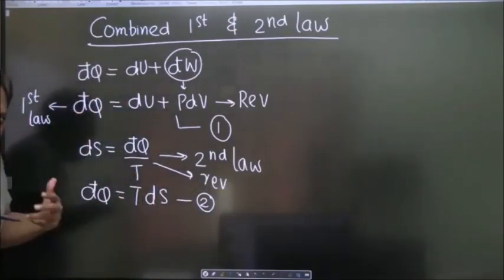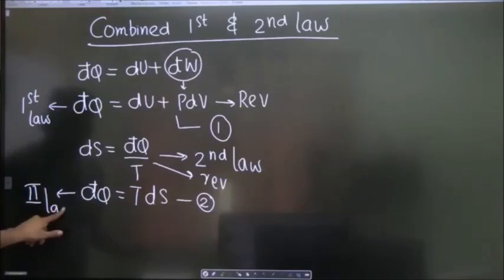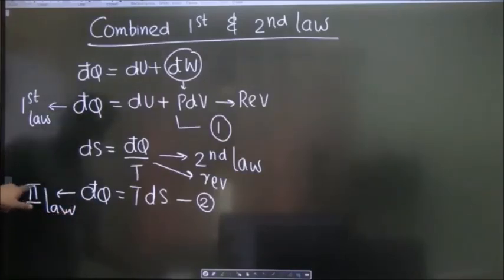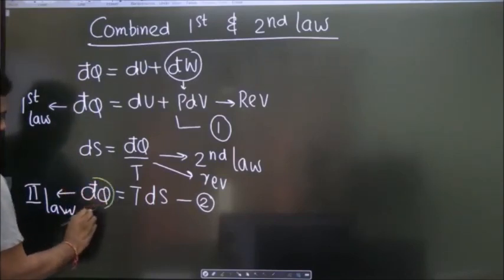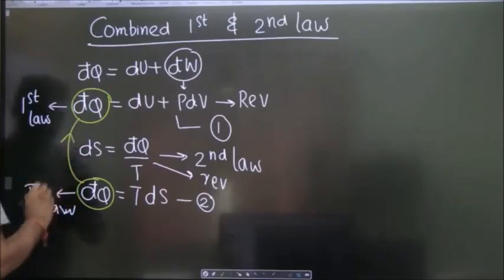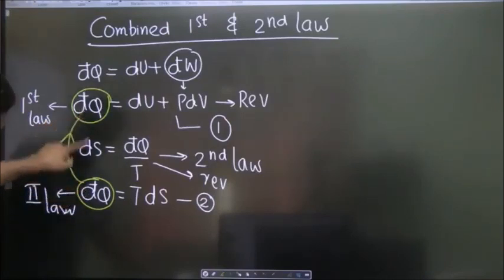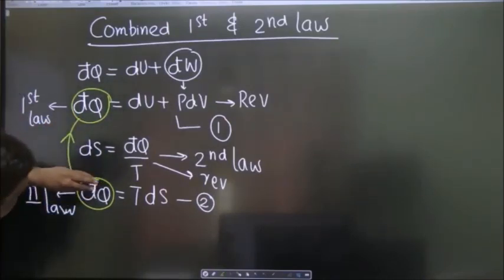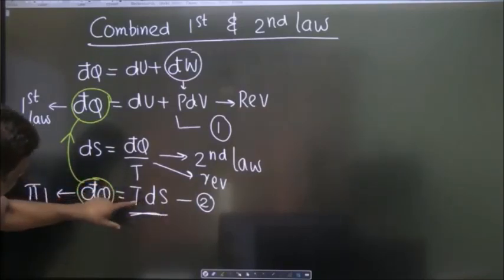Let us try to combine the first and second law. Look here. This is the second law equation, and this is the first law equation. There is d'Q in both, and both are equal. So what I am doing is just substituting the value of d'Q as TdS in this equation.